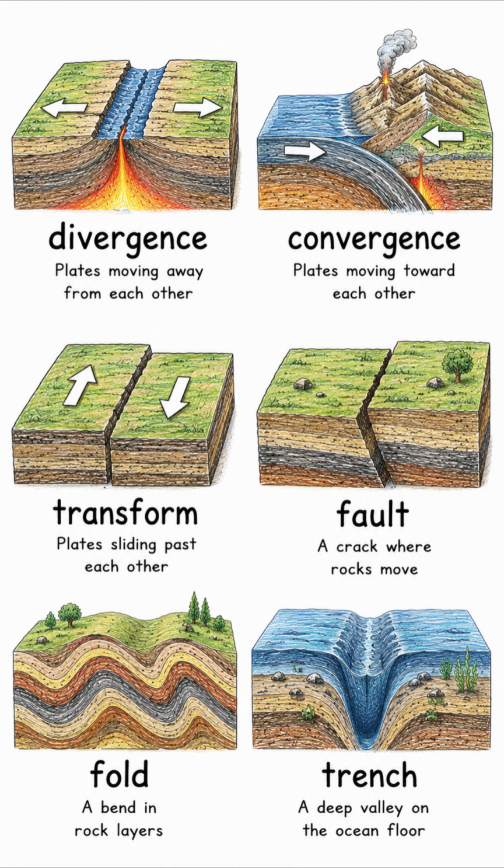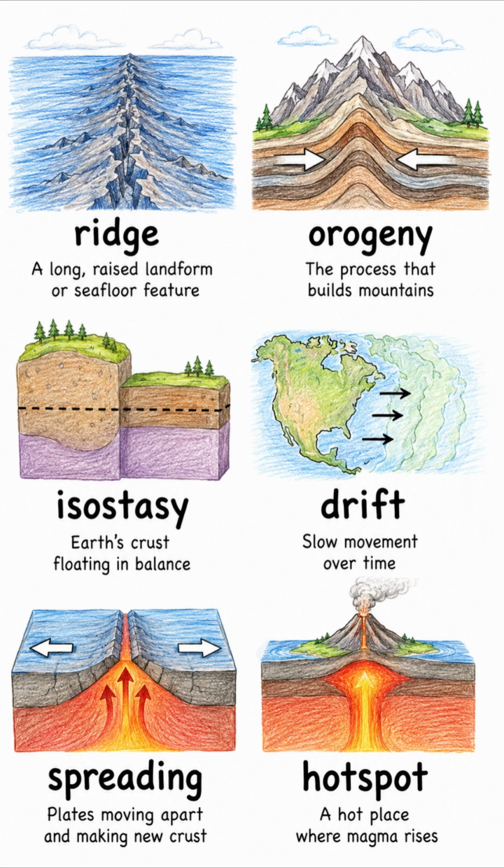Trench, a deep valley on the ocean floor. Ridge, a long, raised landform or seafloor feature. Orogeny, the process that builds mountains. Isostasy, Earth's crust floating in balance. Drift, slow movement over time. Spreading, plates moving apart and making new crust.